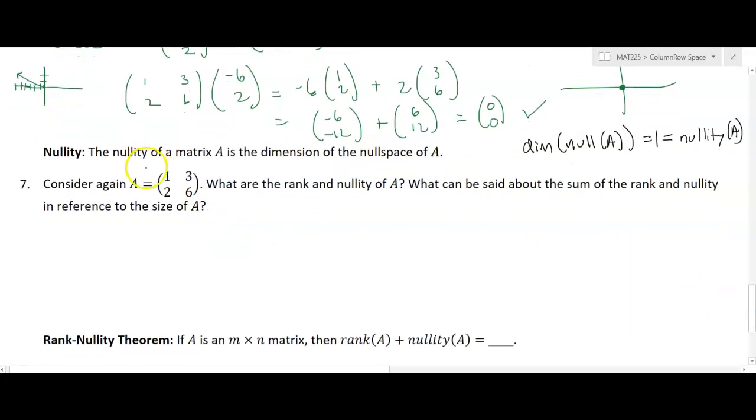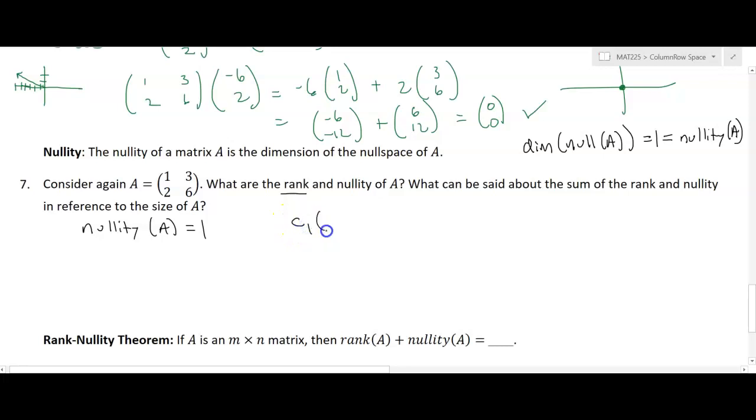Okay, so consider again this matrix. What are the rank and nullity of A? So the rank of this guy we haven't determined. The nullity of A, we just found out that there's one vector inside of there. And now we should also look at the column space of A. So that's going to be what's going to determine the rank. The rank is going to be the number of linearly independent vectors in the column space of A.